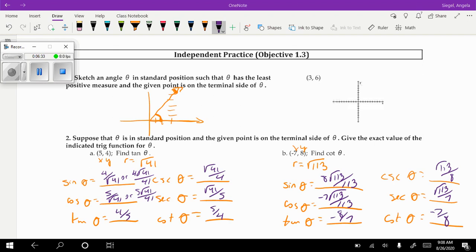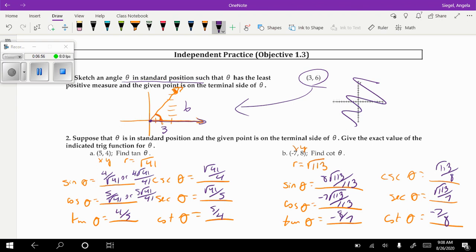Okay, so for number 1, they're wanting you to find an angle in standard position. So again, standard position has vertex here and initial side right here, and it goes through the given point. So I made my own graph because I thought that was really small. Over here. So notice I went through the point 3, 6, and that is my angle.